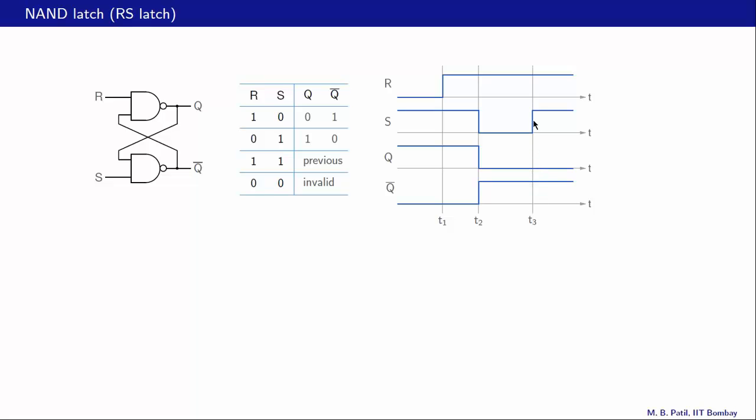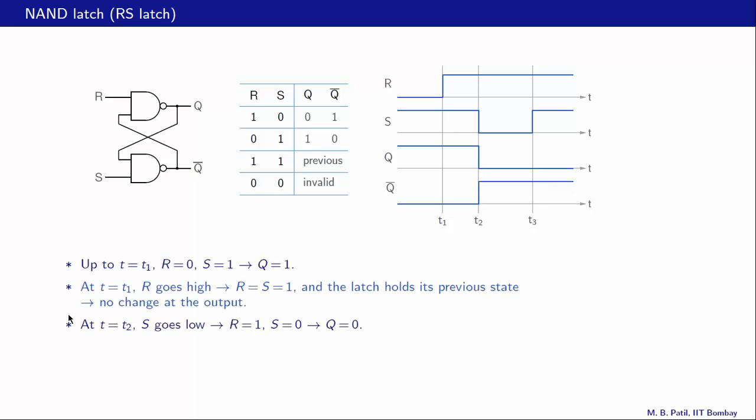there is one more change. That is, S goes back to 1, R continues to be 1, so we have R equal to 1, S equal to 1, and therefore Q and Q bar retain their previous values. So previously Q was 0, so it continues to be 0. Q bar was 1, it continues to be 1. All of these observations are listed here, and you can go through that once again if you like.